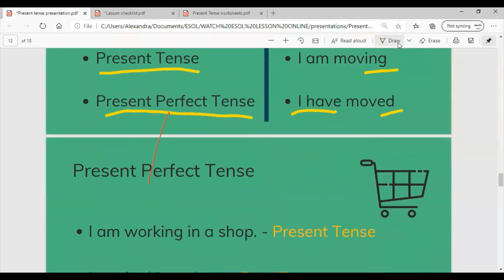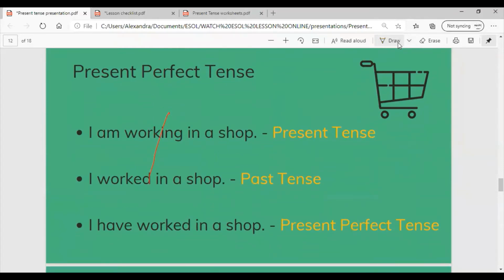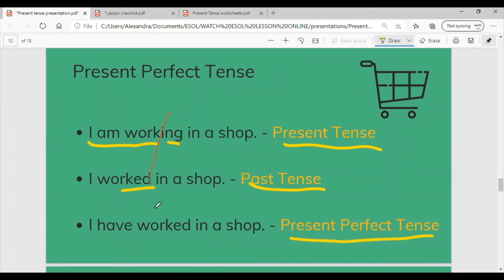And that's when you want to describe something that has started but has finished, but isn't as definite as just the past tense on its own. So here are a couple of examples. We have the present tense here. I am working in a shop. So I'm working, this ing is our present tense. For our past tense, we've got I worked in a shop with our ed ending, whereas for the present perfect tense, we've got I have worked in a shop. So I have worked with our ed ending is our present perfect tense.